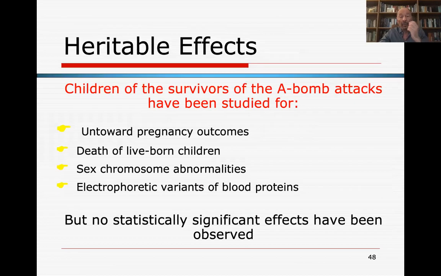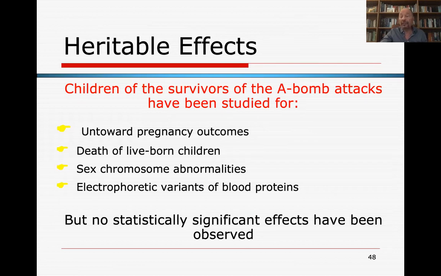Is this true? Well, where do we know if it is true or not? We go to the A-bomb survivors. The children of the survivors of the A-bomb have been studied very carefully, as you can imagine, for untoward pregnancy outcomes, death of live-born children, sex chromosome abnormalities, electrophoretic variants of blood proteins, all kinds of tests, but generally speaking, no statistically significant effects have ever been observed in Hiroshima and Nagasaki.